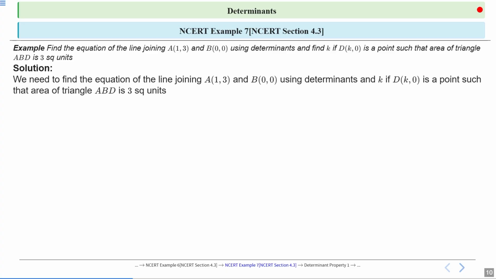Okay, so in the first part we have to find the equation of the line joining points A, that is (1, 3), and B (0, 0), and we have to use the concept of determinants to find the equation. Then we have to find the value of k, and it is given that the area of the triangle with vertices A, B and D is 3 square units.